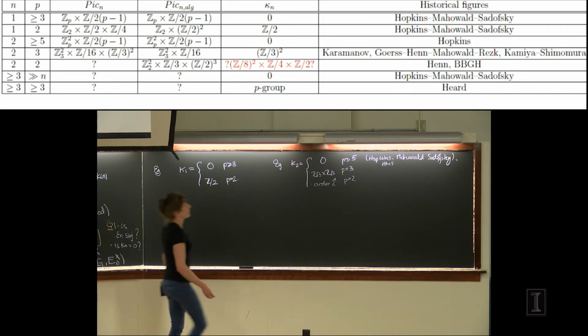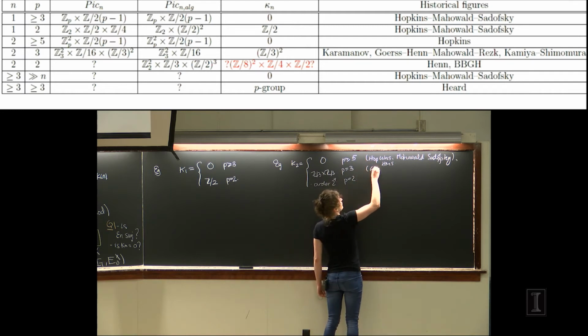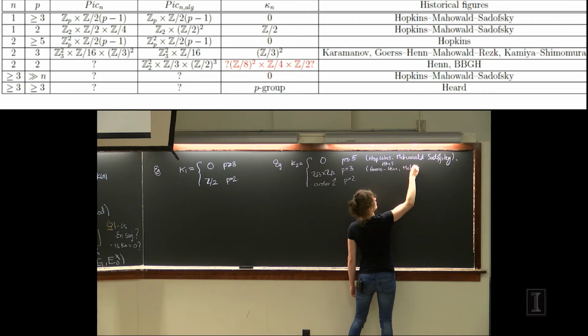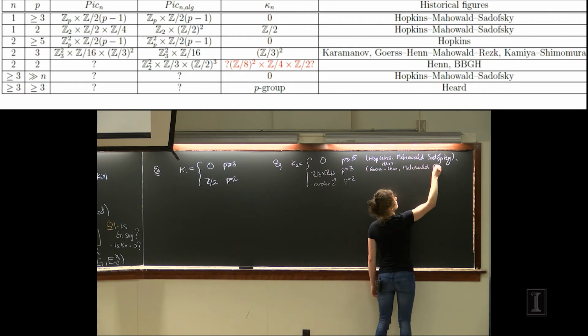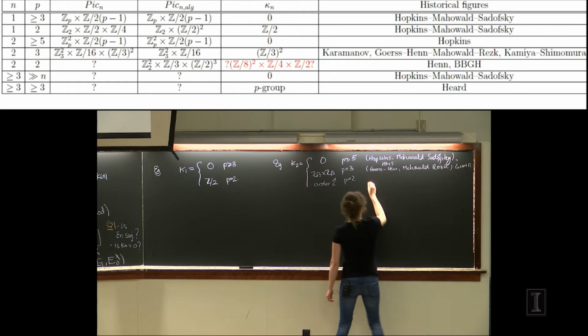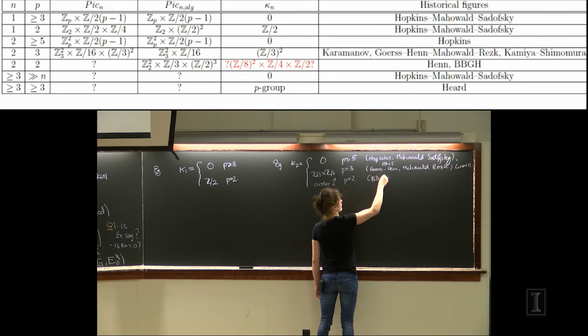And so this is Goerss, Henn, Mahowald, Rezk, which will now be GHMR. And this is us. Okay.